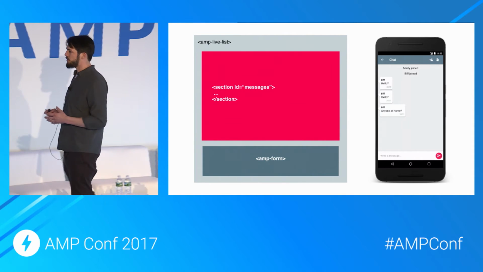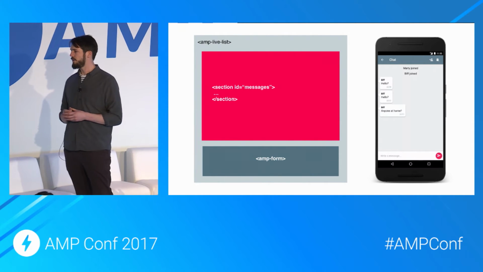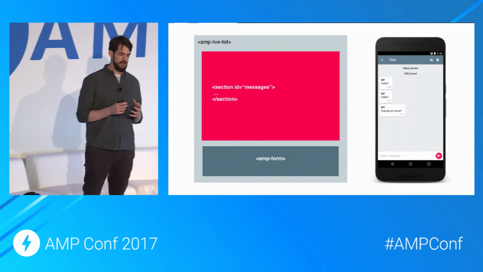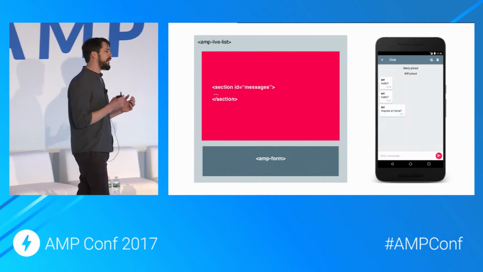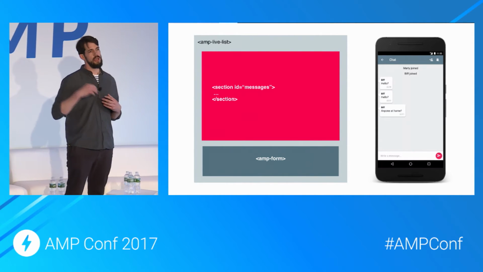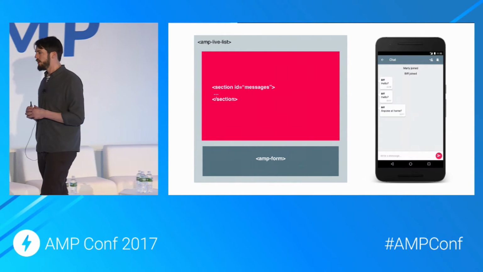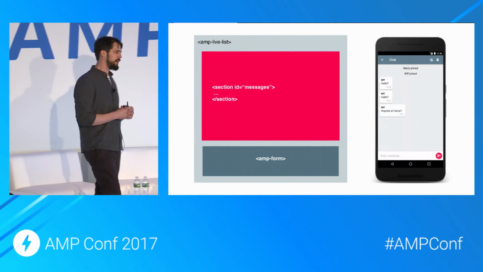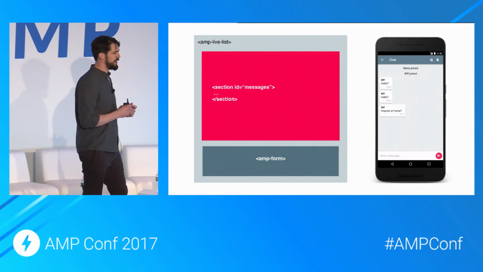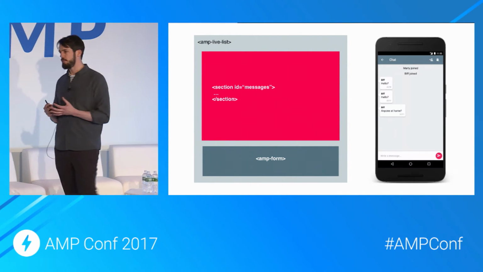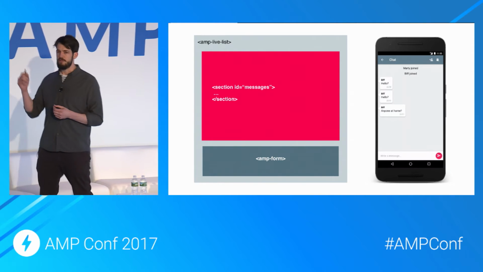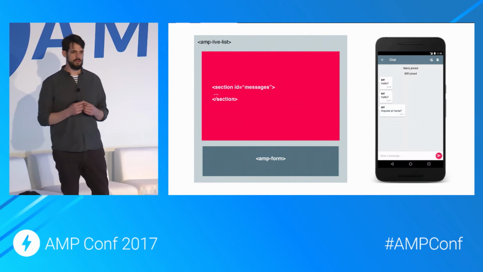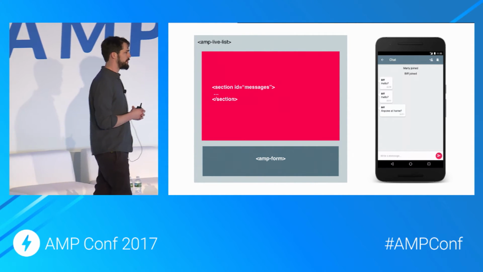Now, this works quite well. However, there's one problem. The way AMP live list works is that it polls the server for new changes, and the minimum interval you can poll in is 15 seconds. So this means when I'm sending a message, I have to wait 15 seconds until it appears in my message stream, which is not really acceptable.